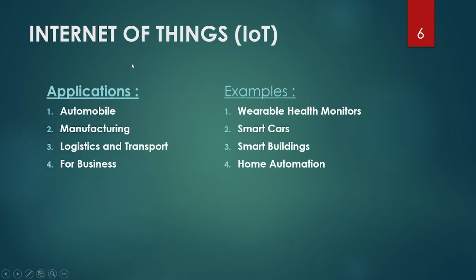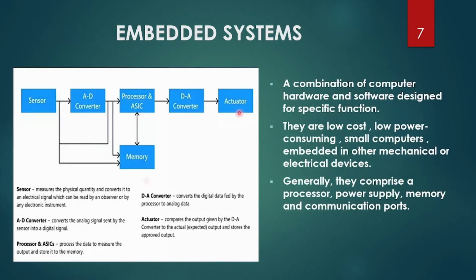In Internet of Things, there are various applications in this new world. Here, I have mentioned some applications which are based on Internet of Things. They are in the automobile industry. We can do the wearable health monitors. In manufacturing units, we can manufacture the smart cars. In logistics and transport units, we can do the smart buildings. And in business also, we can use Internet of Things for home automation.